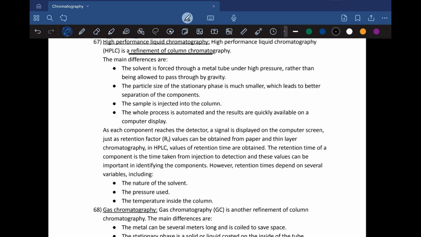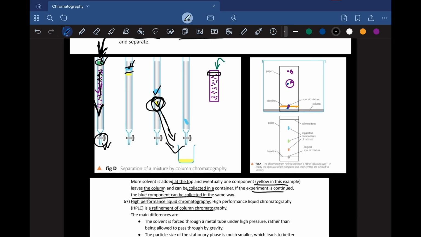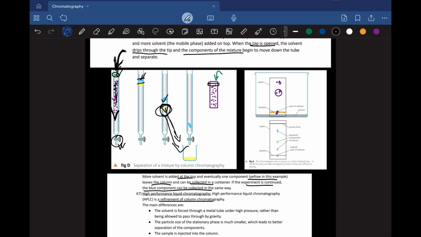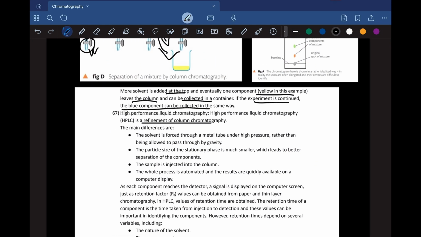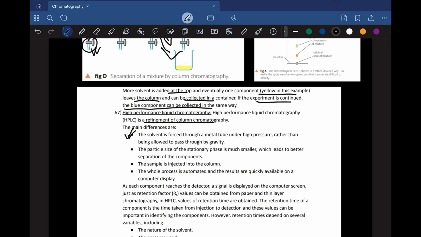So how does high performance liquid chromatography differ from the normal chromatography or column chromatography? The difference is that in column chromatography we have seen that the solvents were falling by the force of gravity. But here the solvent will be forced to fall through the metal tube under high pressure.